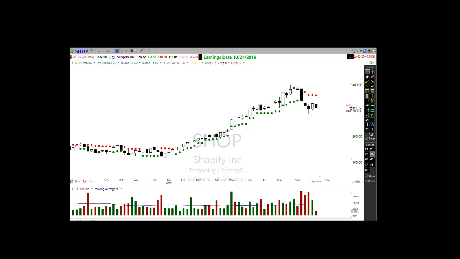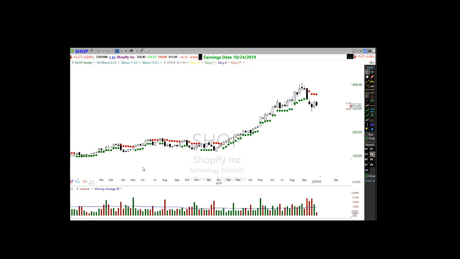Would you guys agree that this is showing us when the stock is in chop? It's showing us when the stock is in trend. It's showing us when we've failed and we're underneath resistance, where we shouldn't be looking for long trades.